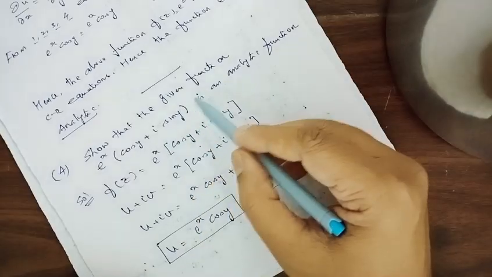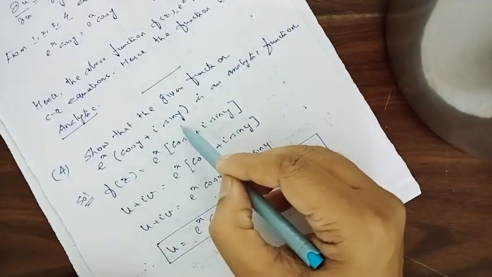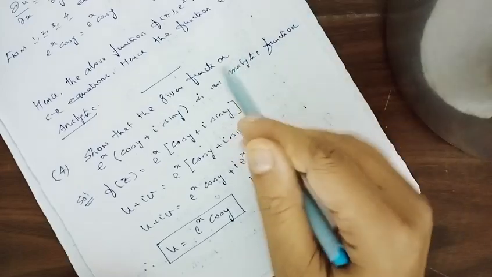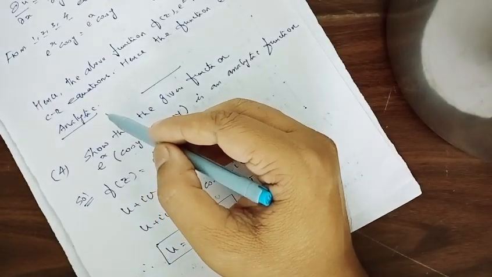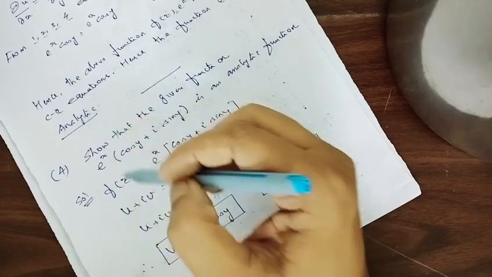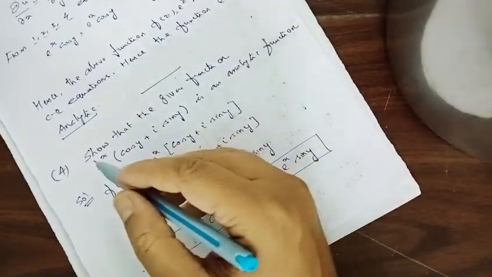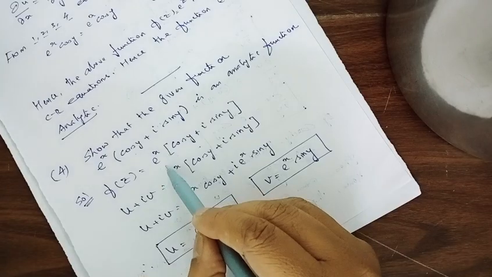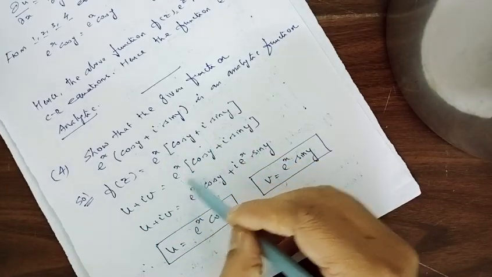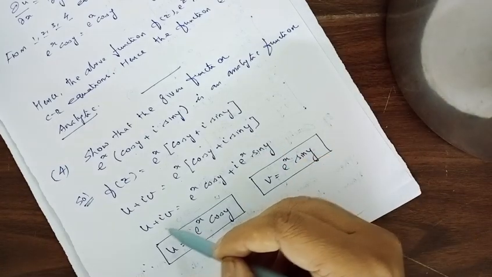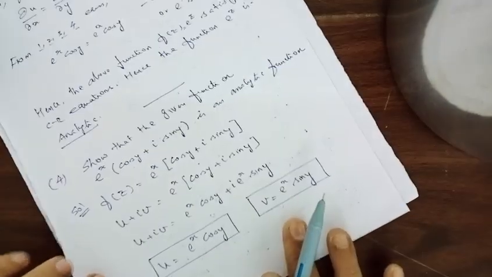Show that the given function e power x (cos y + i sin y) is an analytic function. That is the earlier problem itself, I solved for e power z. It is the same way, separately they are given. So, same methodology. f(z) is equal to e power x (cos y + i sin y), so u + iv is equal to e power x (cos y + i sin y). Then you find out the value of u and the value of v.